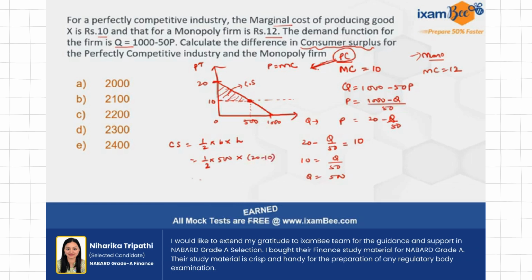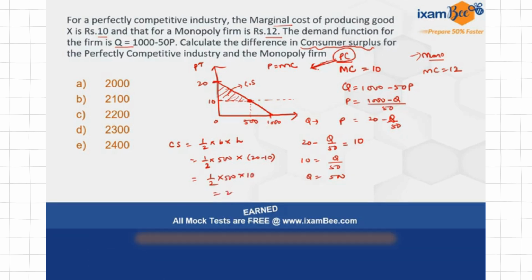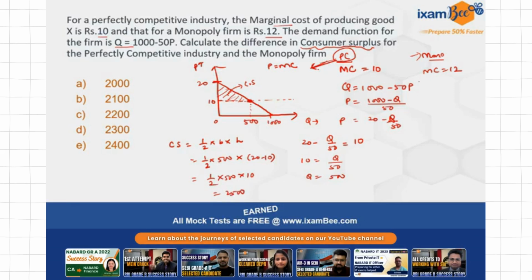This is going to give me my consumer surplus. So I have half into 500 into 10, right? So this will be what? How much? 5000 divided by 2, which is 2500. So this is my consumer surplus in case of perfect competition.